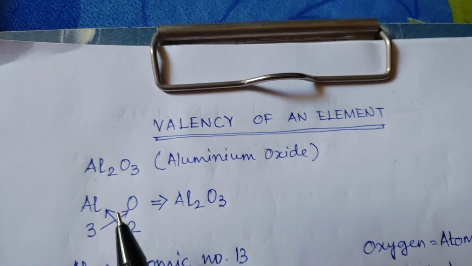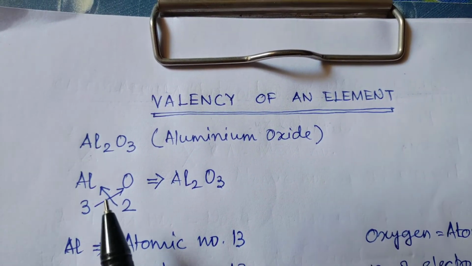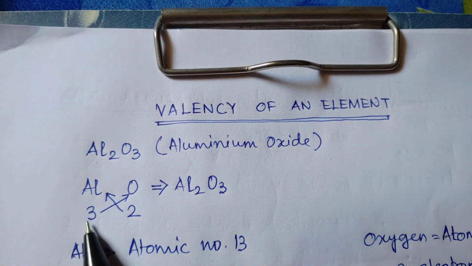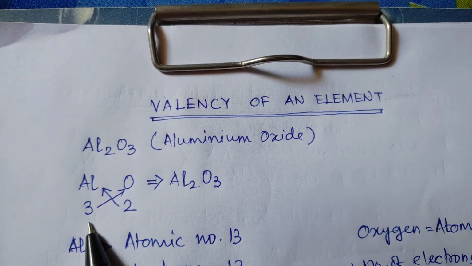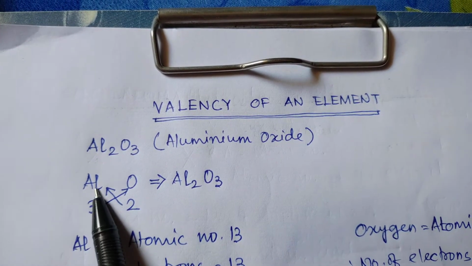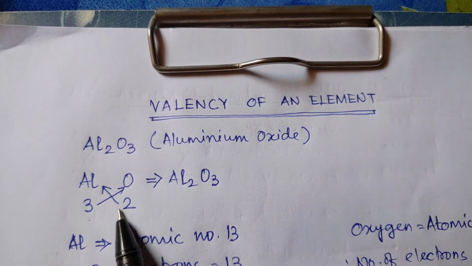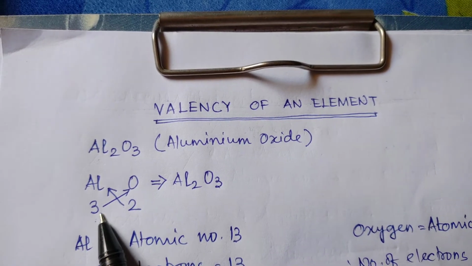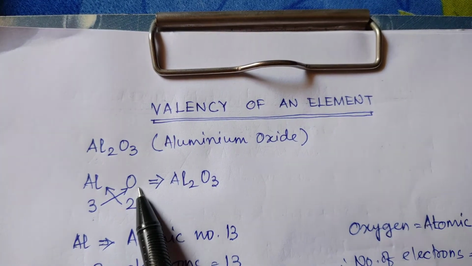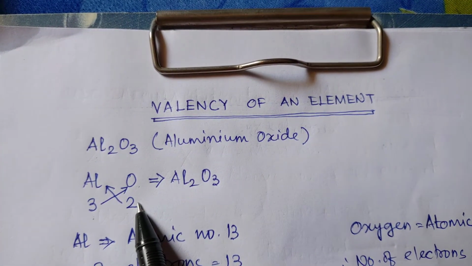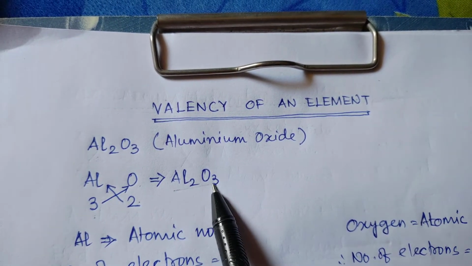All of us know that. Earlier you have learned how to make the formula of a compound. First of all, you have to write the valency of each element below them. For aluminium, its valency is 3, and for oxygen, its valency is 2. Now, by the crisscross method, the valency of aluminium will go to the subscript of oxygen, and the valency of oxygen will go to the subscript of aluminium, making it Al2O3.